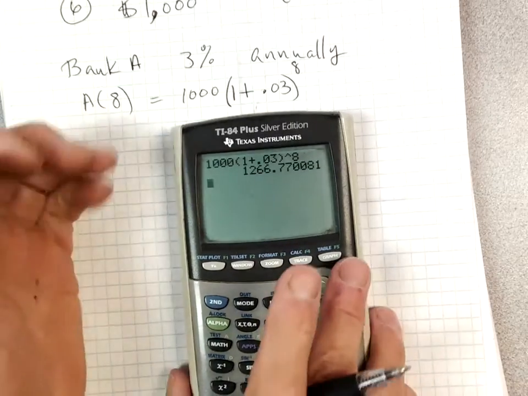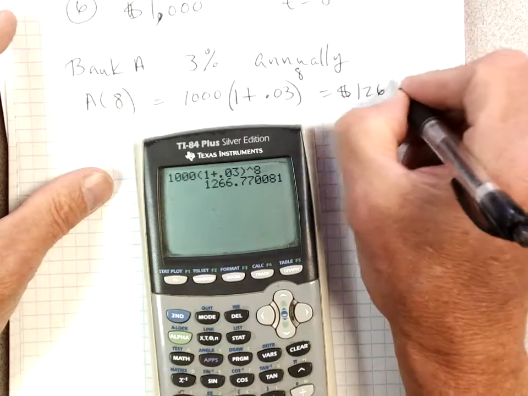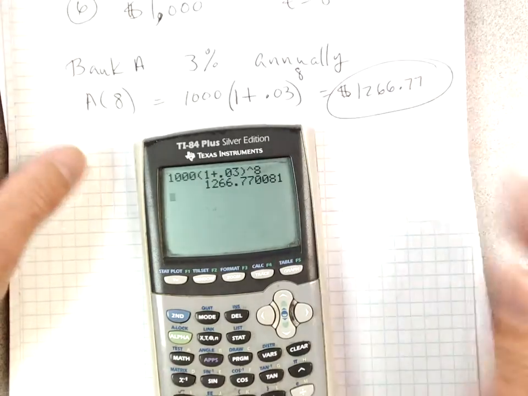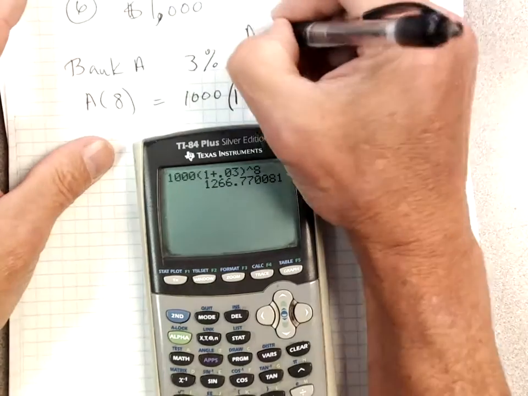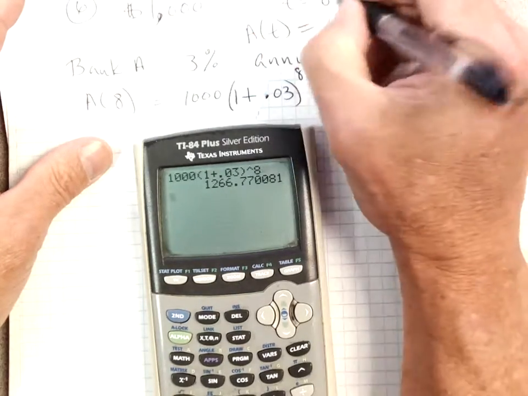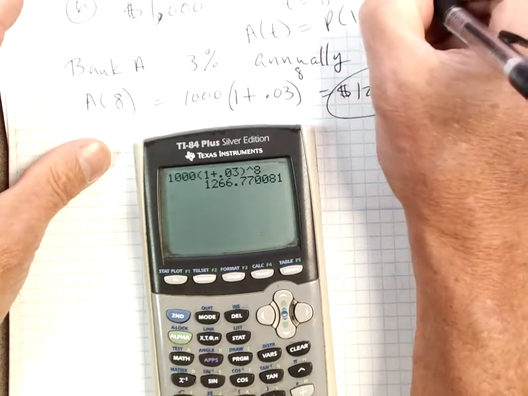Enter. So at the end of 8 years, Landon's going to have $1,266.77. Okay? Wait, what do you mean by you don't have to divide that one? Right. Well, there's a formula I'm going to use next, and that formula is going to be this: P(1 + r/n)^(nt).